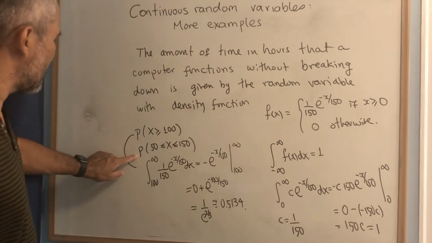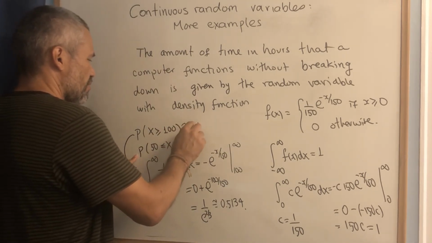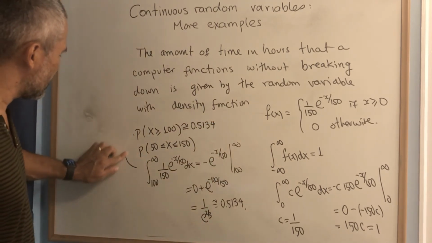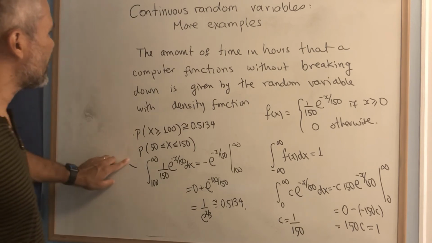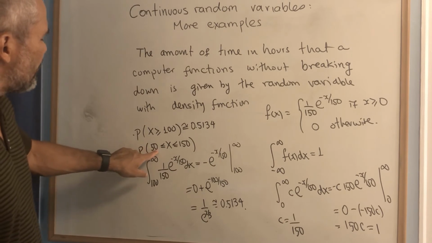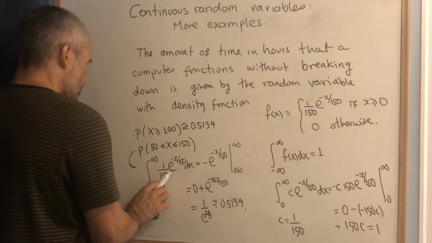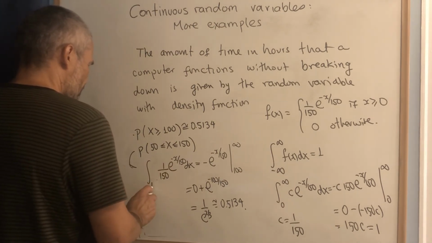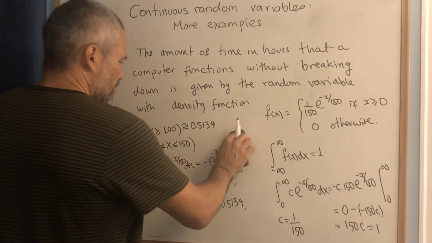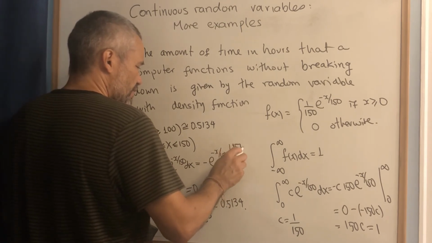To compute the probability, let me write this down. This is approximately equal to 0.5134. And to compute the probability that the computer will break down between 50 hours and 150 hours, then we just do the integral from 50 to 150, and the only thing that changes here is that we have a 50 and a 150.